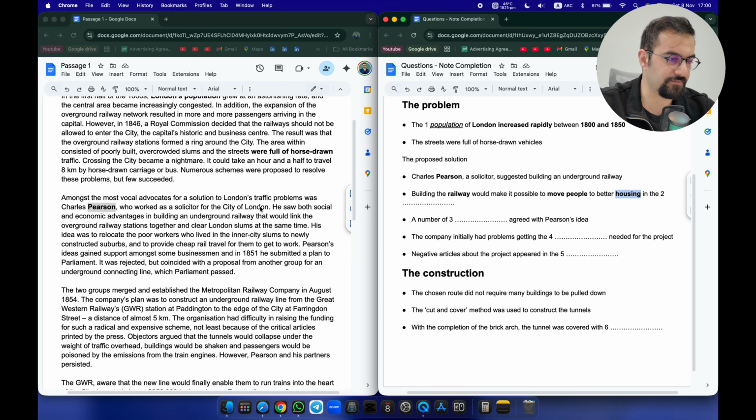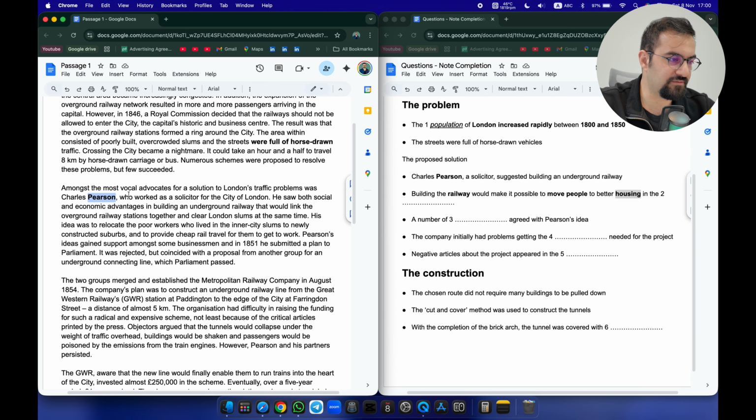Okay, let's see. Now, it is where we were left in the passage, and I'd like you to notice how we work with the passage and the questions at the same time to avoid confusion. Because if you try to read and understand all the questions in one go and then move on to the passage, it'll confuse you. But in this way, you go step by step, and that's much easier. So, he saw both social and economic advantages in building an underground railway that would link the overground railway stations together and clear London slums at the same time.